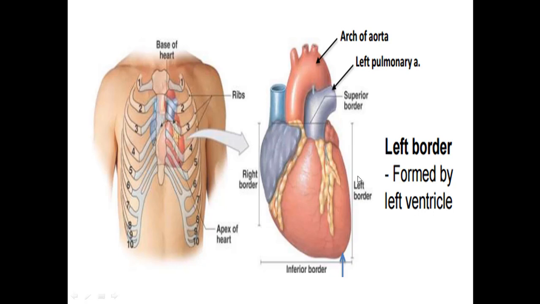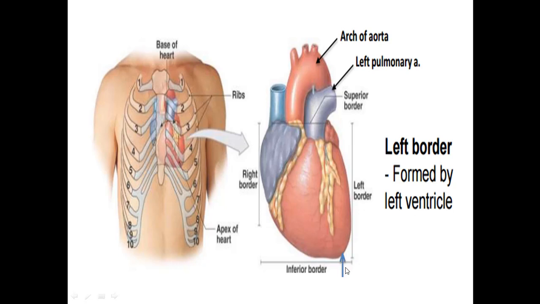The left border of the heart, on the other hand, is mainly made by the left ventricle, and we do have some little participation of the left auricle, of the left atrium. So mainly the left border is left ventricle. This is straightforward. The inferior border is mainly made by the ventricles, the right and the left ventricles together.